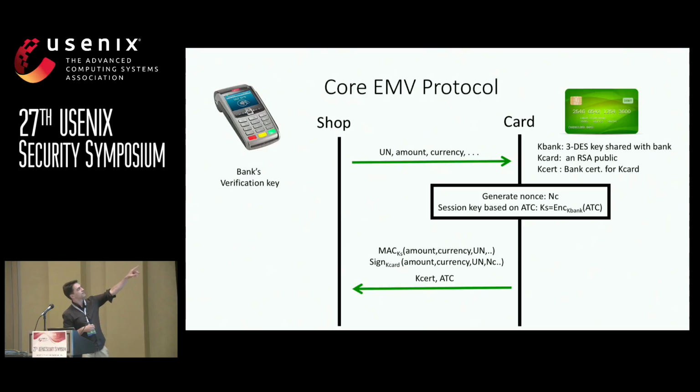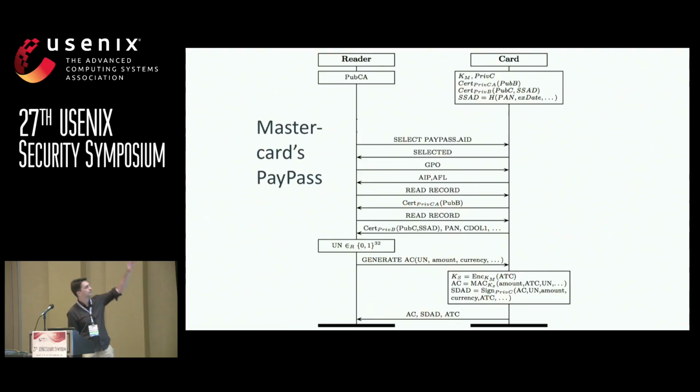The shop terminal checks this signature. If it's the correct signature of the nonce and the amount, it accepts it, and it sends the MAC to the bank as proof of payment. So that's the core of all these protocols. Each card company has a slightly different main protocol. Here's MasterCard's, which adds in some housekeeping. But the core is simply send a nonce, make a MAC, and sign it.